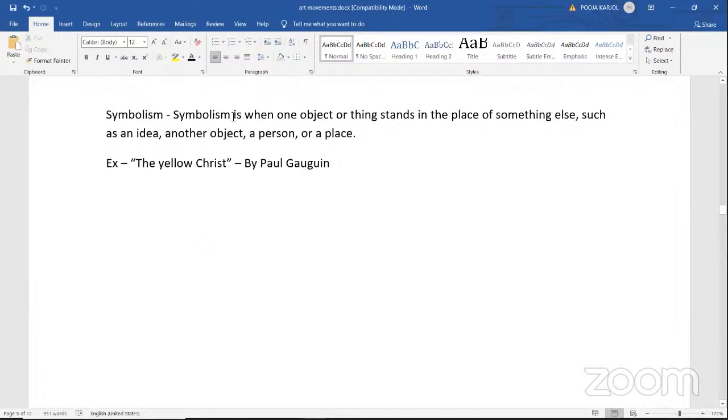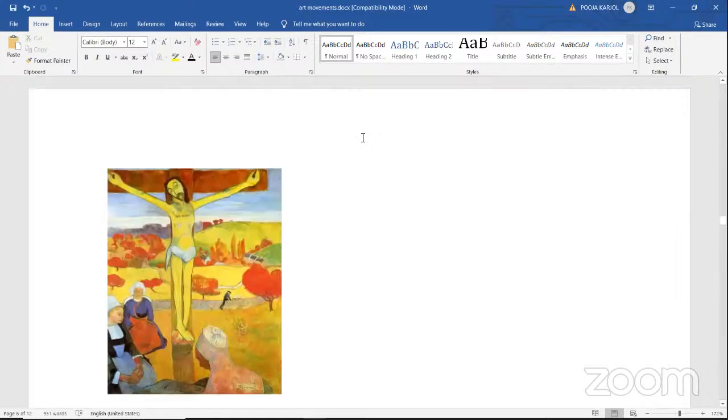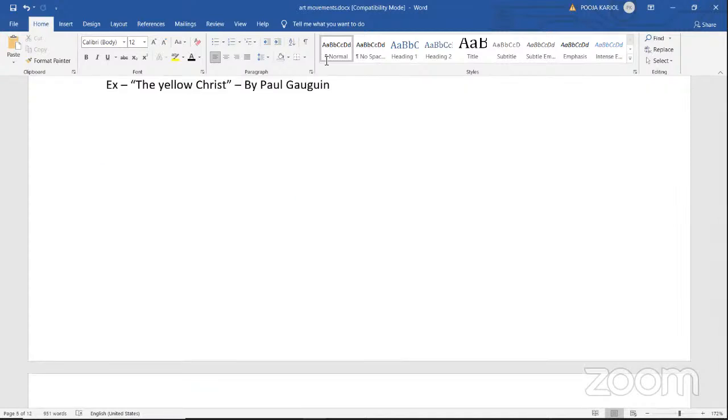Symbolism. Symbolism is when an object or thing stands in the place of something else, such as an idea, another object, a person, or a place. For example, if a child is drawn in the painting, okay, other aspects also are there in the painting, but that child is a symbol of innocence. Yeah, that is symbolism. Mostly all paintings have it, other than portraits. Okay, this one is the Yellow Christ. Again, very famous. Paul Gauguin is a very famous artist.